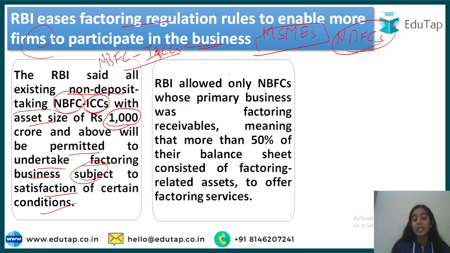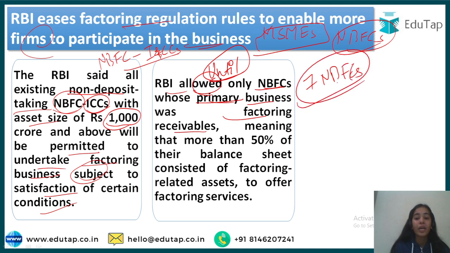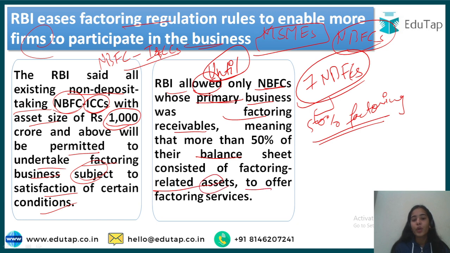So what was the condition until now? RBI only allowed NBFCs whose primary business was factoring receivables. And there were only 7 large NBFCs in the whole country whose primary business was factoring receivables. That means that 50% of their balance sheet consisted of factoring related assets to offer factoring services. So until now only 7 NBFCs were allowed, as this was the criteria before, that you should have 50% of your balance sheet consisting of factoring related assets.